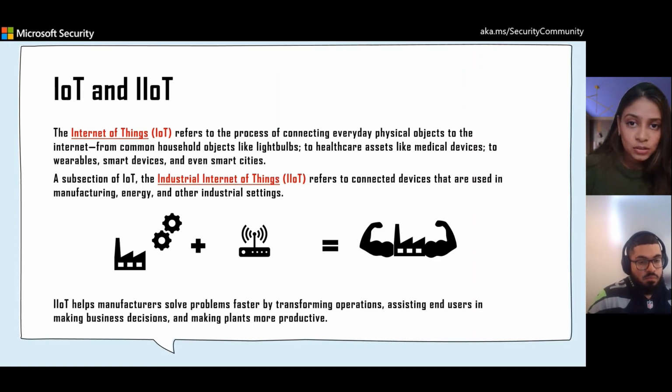Within the industrial control environment, we are also now adding in sensors to study the machinery within the environment so that we can make these processes more efficient. The process of adding these sensors in and gathering data from within that environment is under industrial Internet of Things. It essentially helps solve problems faster by transforming operations and assisting users in making better business decisions by making plants more productive. Okay, yeah, and that makes a lot of sense.